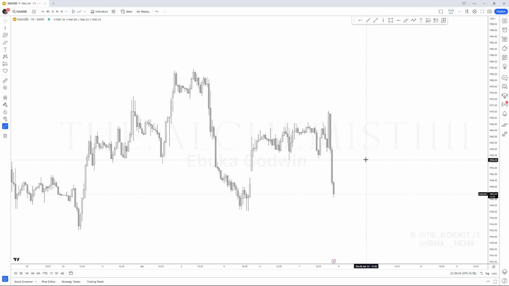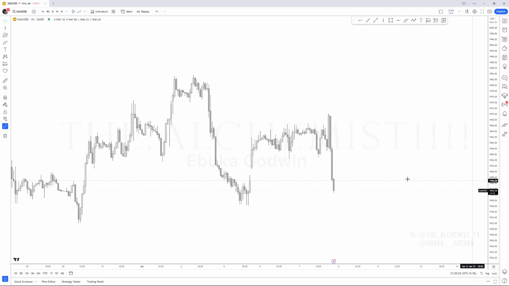Okay, awesome. Anything else? Let me know. Do you always use a fixed stop loss, like 20 pips? No, not fixed, to be honest. It depends on the type of setup.